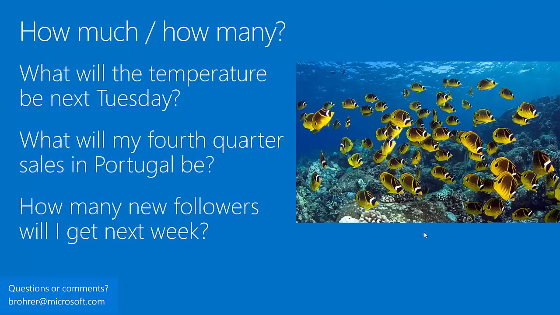The first one is how much or how many. Examples of this are, what will the temperature be on Tuesday? Or what will my sales be next quarter? There are questions that ask for a number. The type of algorithms that answer this are called regression algorithms, and they involve fitting a line or a curve or a surface to the data that can be used as a simplified version, a cartoon version of the data. And we'll show how this works in just a few minutes. But how much or how many is a very common question to ask of your data.